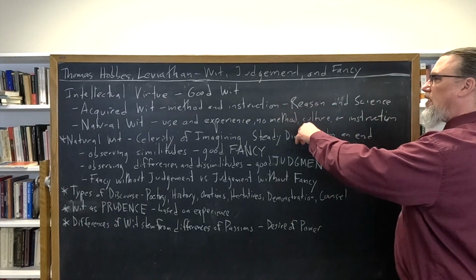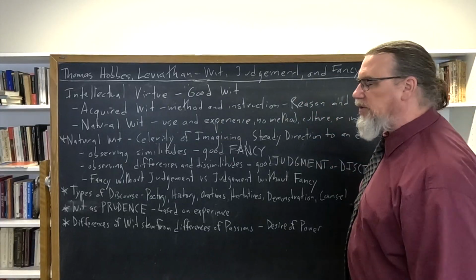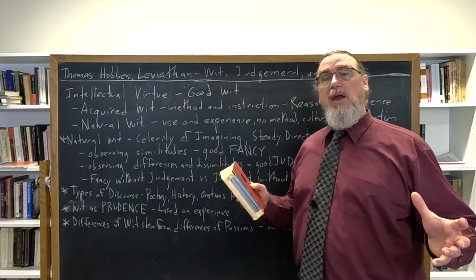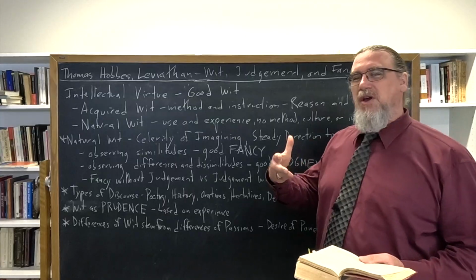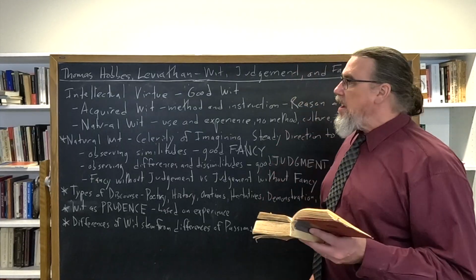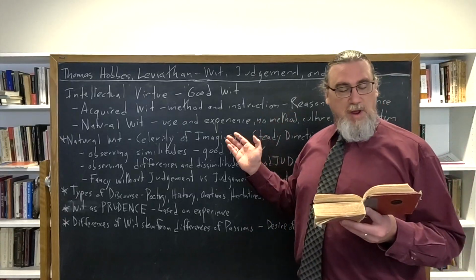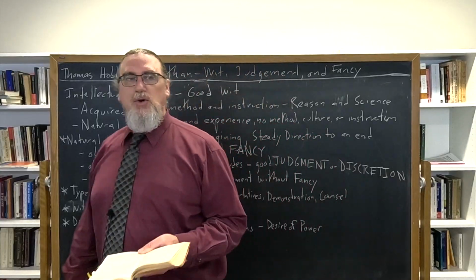If there is method and instruction, now we've got acquired wit. We're relying on somebody else to explain things to us. Natural wit, we're kind of making connections on our own, or perhaps in discussion with other people who are also trying to figure things out. And what does natural wit, he says, actually consist in? Well, primarily two things.